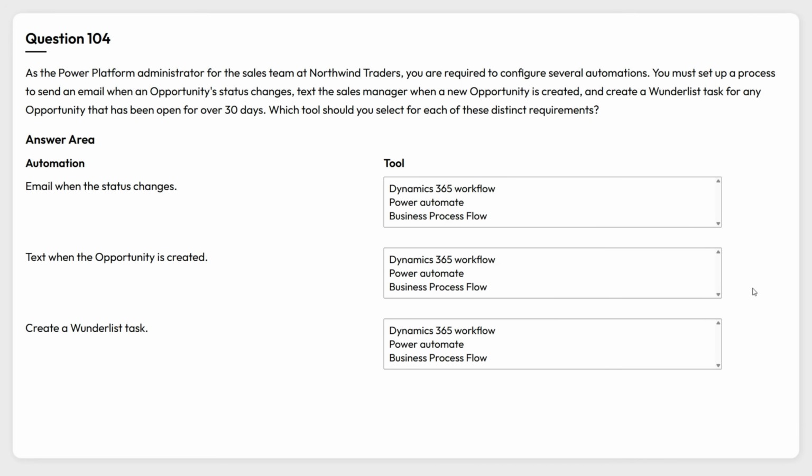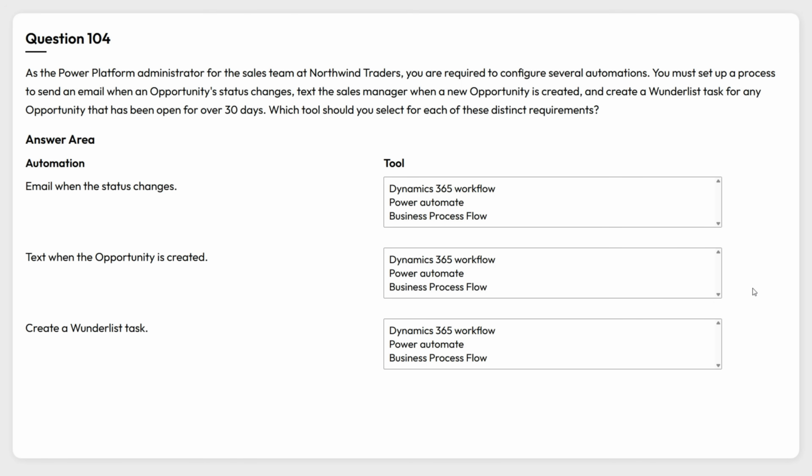Question number 104. As the Power Platform Administrator for the sales team at Northwind Traders, you are required to configure several automations. You must set up a process to send an email when an opportunity status changes, text the sales manager when a new opportunity is created, and create a Wunderlist task for any opportunity that has been open for over 30 days. Which tool should you select for each of these distinct requirements?